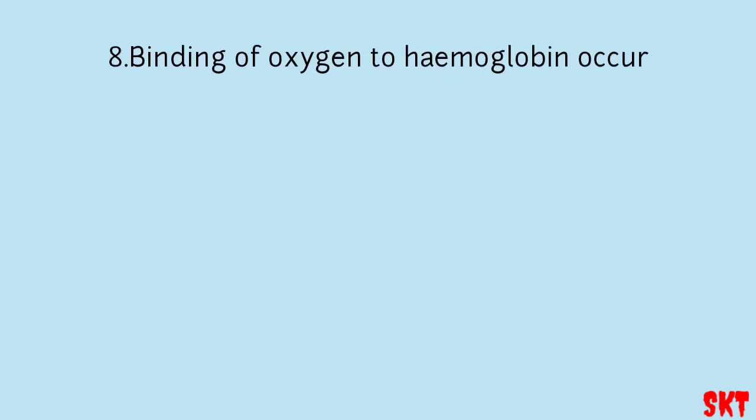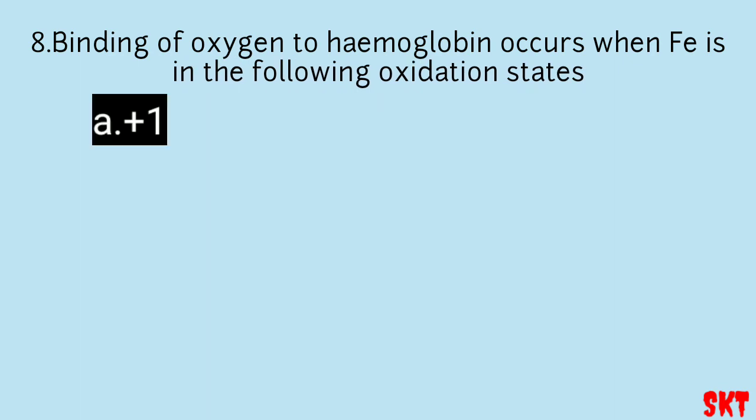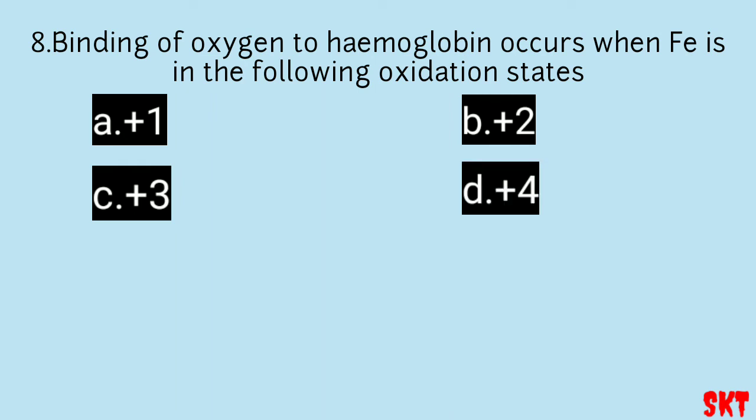The question is like this. Binding of oxygen to hemoglobin occurs when Fe, that's iron, is in the following oxidation state. Option A, plus 1, option B, plus 2, option C, plus 3, and option D, plus 4. It's a simple question. Now let's understand what is hemoglobin. Hemoglobin is a complex molecule where iron or Fe is bound to 4 nitrogen atoms. To bind to oxygen, iron or Fe in hemoglobin must be present in plus 2 oxidation state. So the option B is right in case of this question.